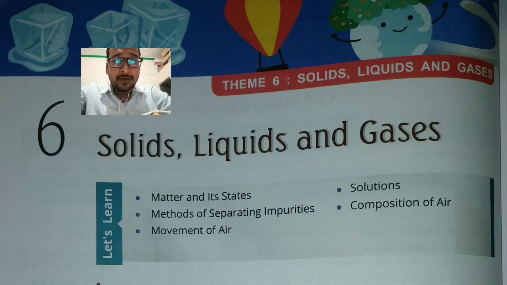Now we will begin a very important chapter. So we begin with matter. Everything on this earth is made up of matter. And this chapter includes states of matter, solid, liquid and gas. So different types of matter are there, different states, and method of separating impurities you will study in this chapter.